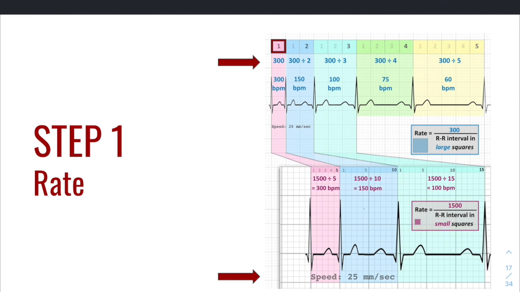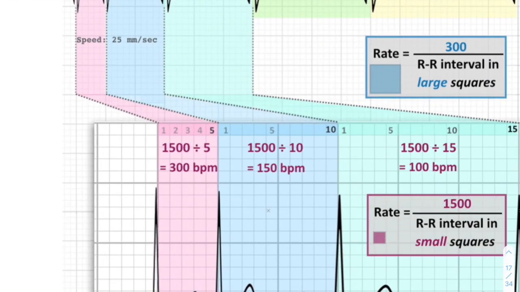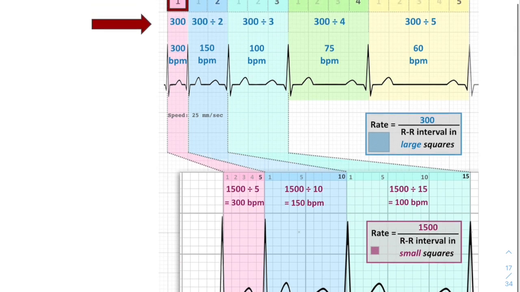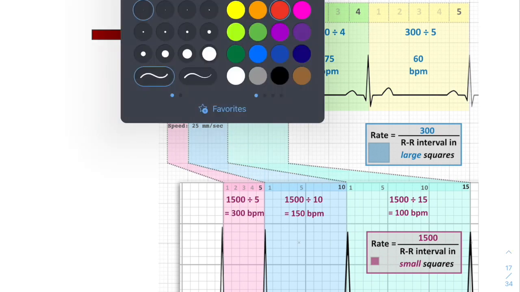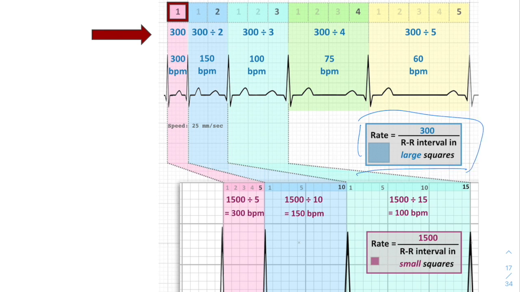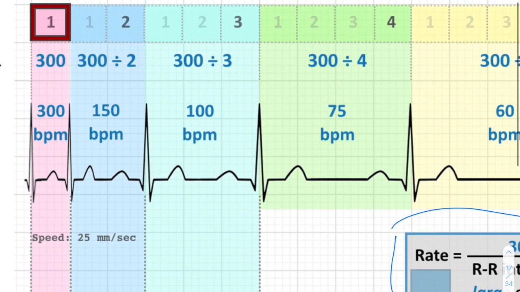Now, we talked about this idea that your ECG paper is moving at a speed of 25 millimeters per second. So, like we said, one small box is 40 milliseconds or 0.04 seconds. Because of that, we can use a mathematical method to determine rate by a shorthand. The 300 method is a really good, easy way for you to determine your rate. You take 300 and divide it by the number of large squares between RR intervals.